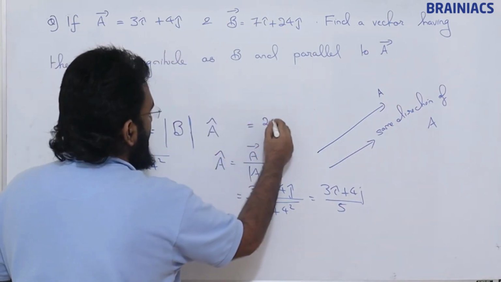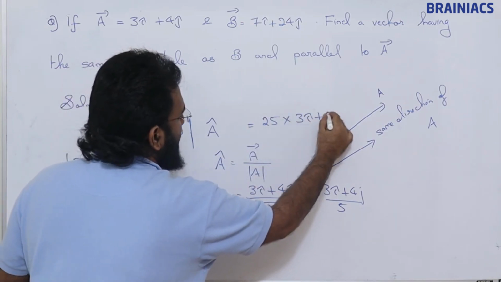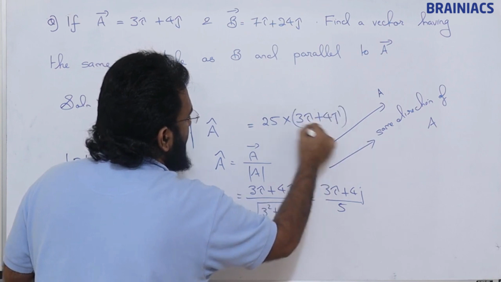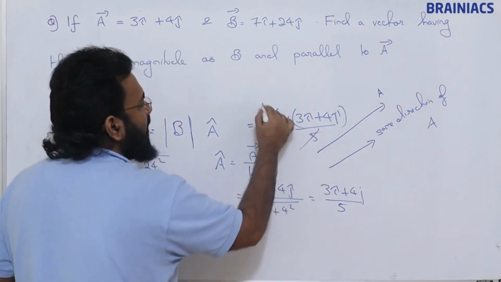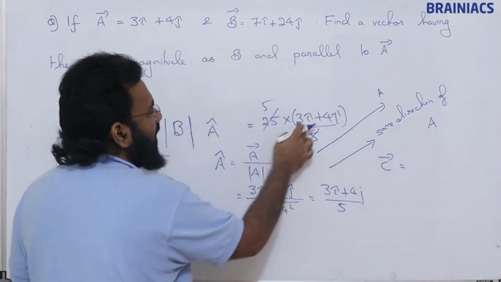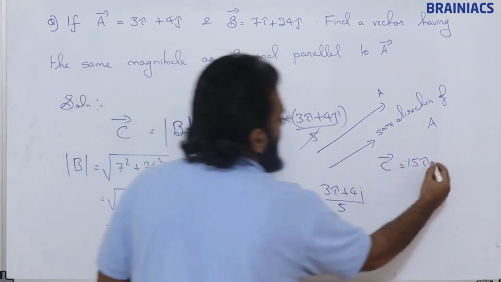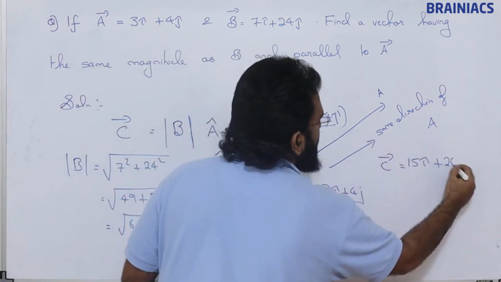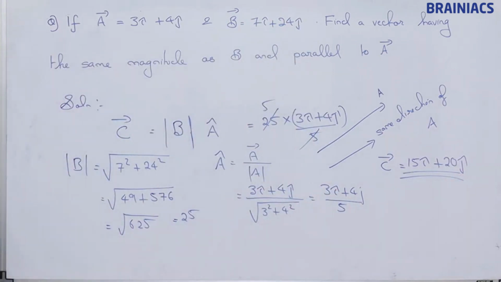Now what about C? C is nothing but 25 into (3i plus 4j) divided by 5. So this 25 and 5 will cancel. This is again 5. So vector C is nothing but 5 into 3, 15i, plus 5 into 4, which is 20j. So this is vector C, a vector which has the magnitude of B and the direction of A, that is, parallel to A.